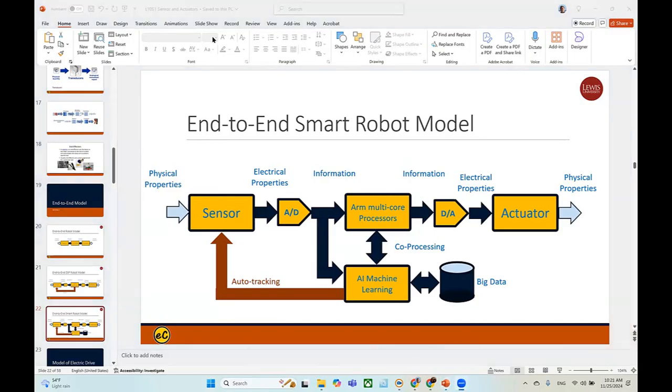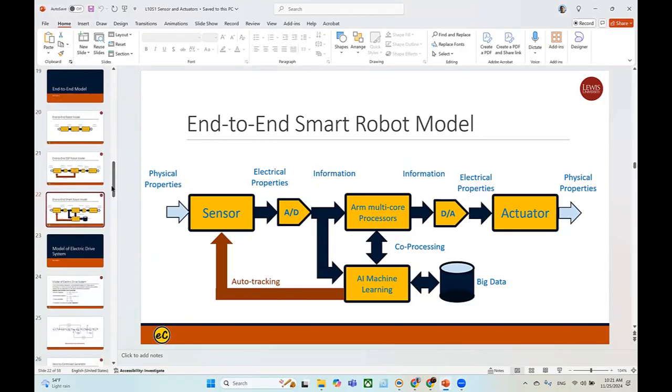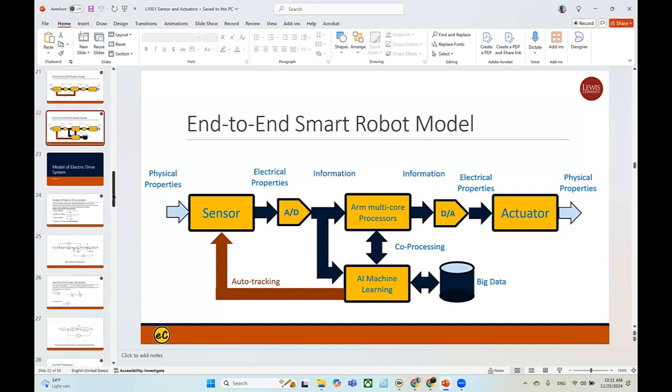Any questions so far? No question? Okay, so far we talked about the overall model. This overall model is what you use to build your controller, your sensor, your CPU, and also your actuator, to control your things.